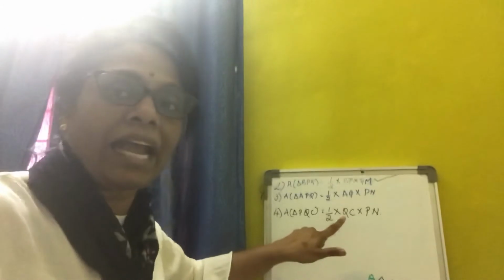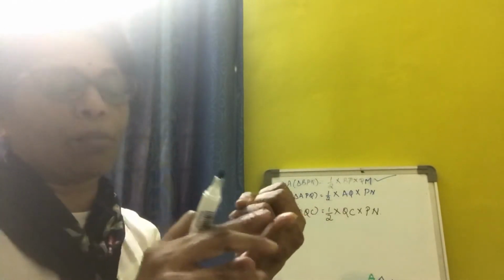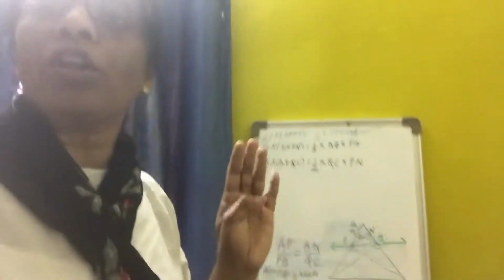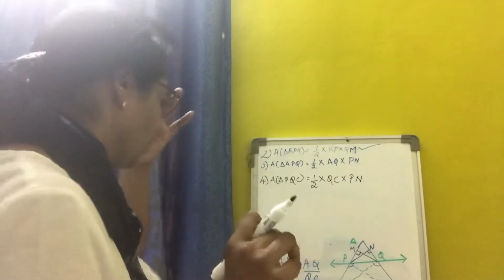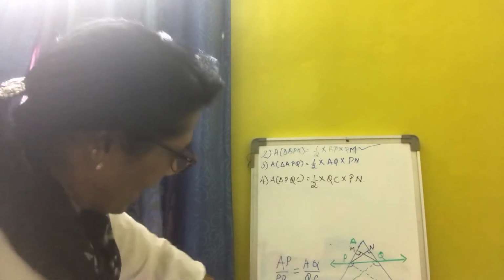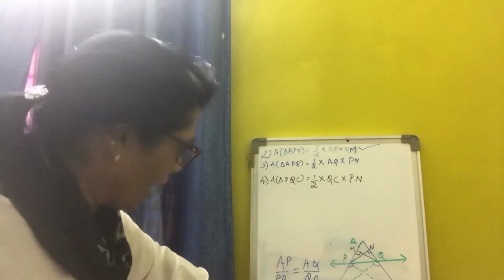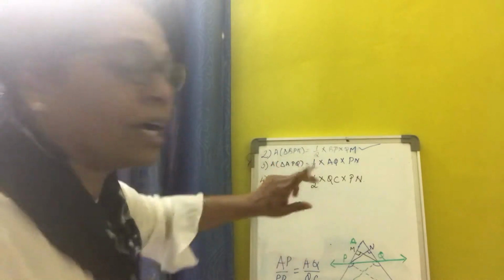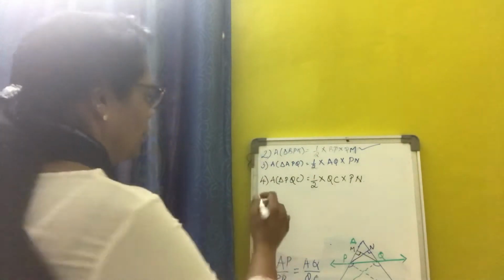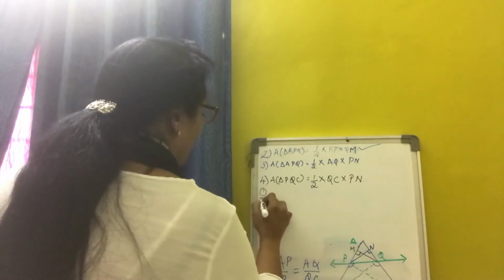Okay, now I'm having 4 equations: equation number 1, 2, 3, 4. Now let me do what I have to do with all these 4 equations. What I want to prove is AP by PB. AP is in equation number 1 and PB is in equation number 2. So I am going to divide equation number 1 by 2.